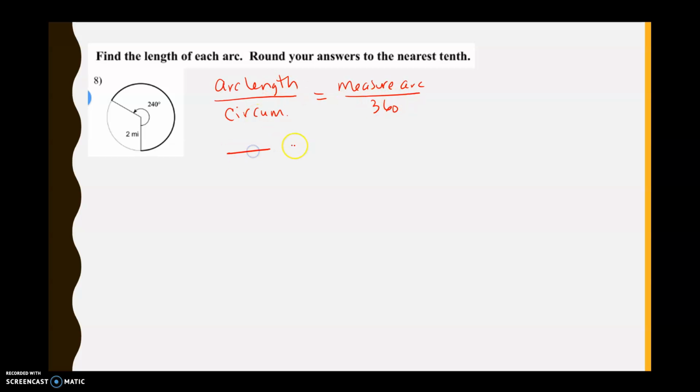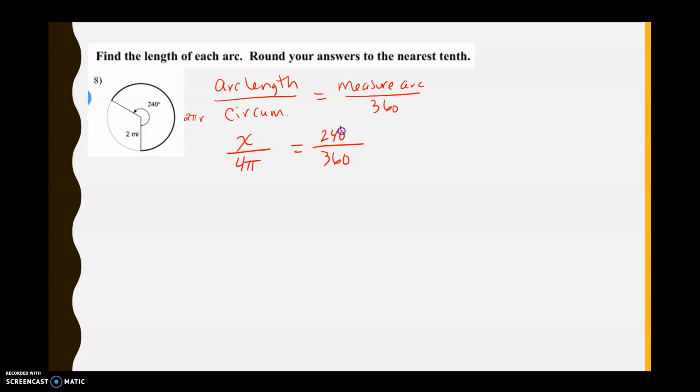So what is it that we know here? We know that our arc length, that's what we're looking for, is going to be our value of x over our circumference. Circumference is 2 pi r. So 2 pi r with my radius being 2, I'm going to get 2 times 2, which is going to give me 4 pi. So the circumference of my circle is 4 pi. The measure of my arc, the dark part that I'm looking for, is going to be 240 over 360.